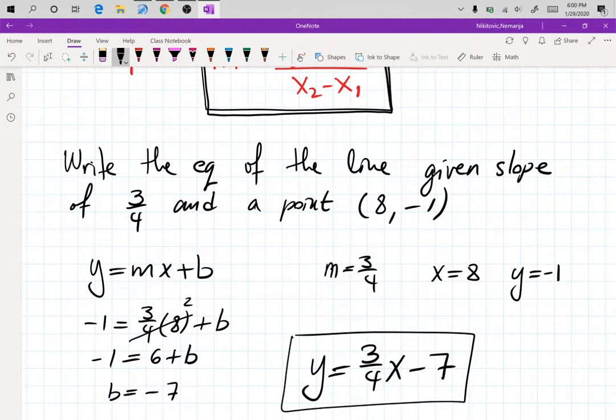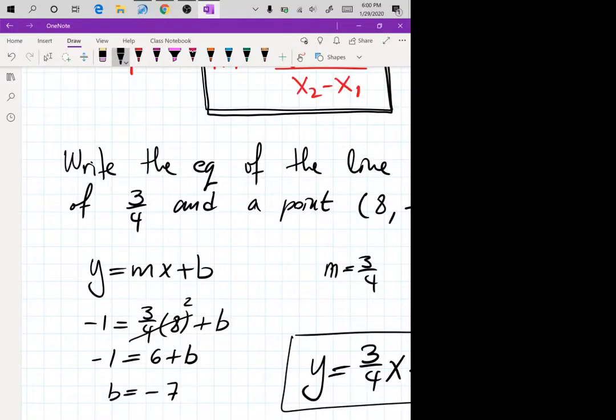Why is this not charging? There you go. Thank you.